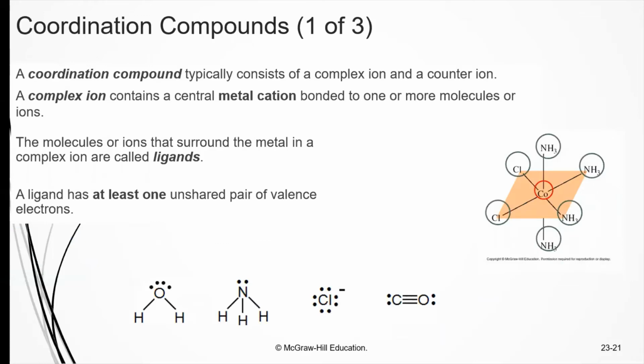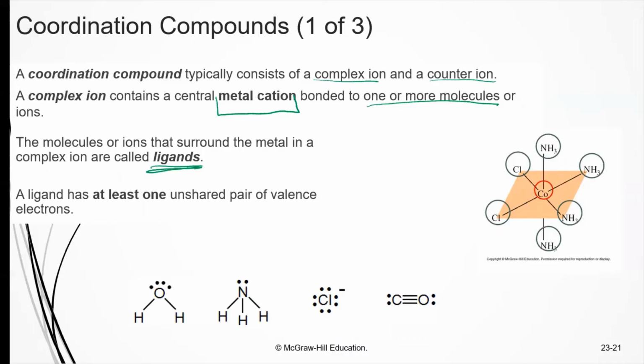Now, with our compounds here, our transition metals, what we are most interested in is that they can form what we call a coordination compound, which is going to be a complex ion, and then the counter ions to balance out those charges. Now, what's special about a complex ion is that it has that central metal cation, and then is bonded to one or more molecules. So these aren't individual atoms per se all around it, but we can have an atom, plus we could also have molecules. And those molecules or ions are called ligands.